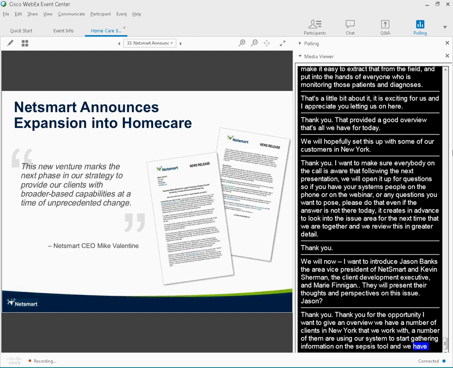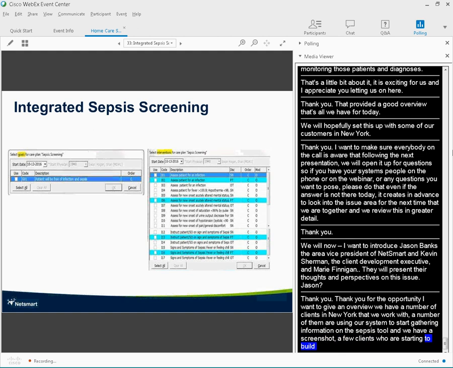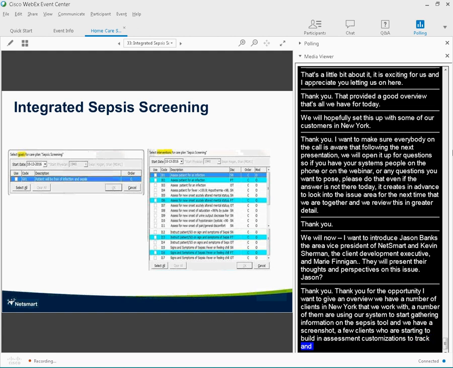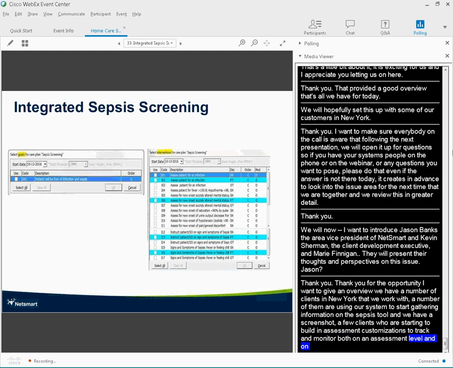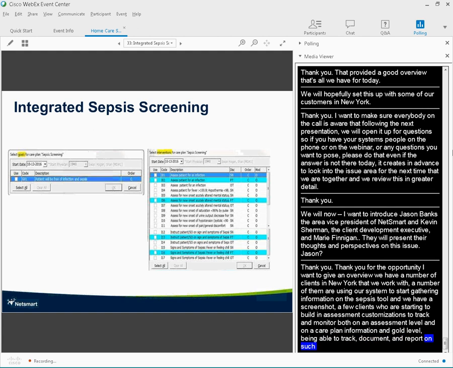We have probably 4 to 5 clients who are starting to build in assessment customization to be able to track and monitor both on an assessment level and on a care plan intervention and goal level, being able to track, document, and report on sepsis screening measures based off of the sepsis tool.